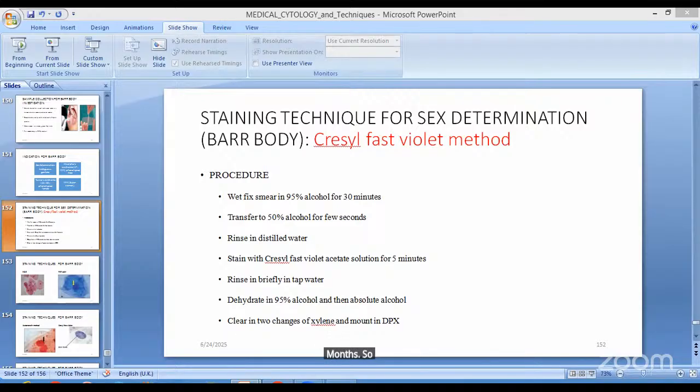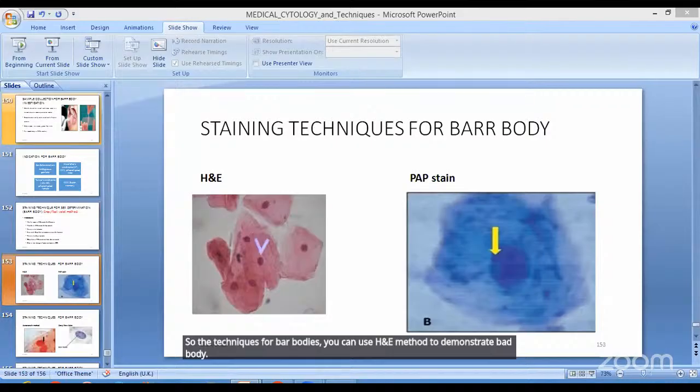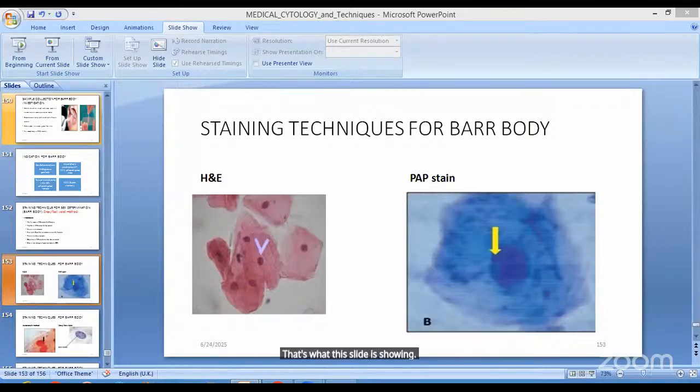So what will you see? There are other staining techniques, but cresyl fast violet is the classical technique that reveals perinuclear dots, the Barr body, distinctly. You can also use the H&E method to demonstrate a Barr body. That's what this slide is showing. It's very fuzzy, but it is there.